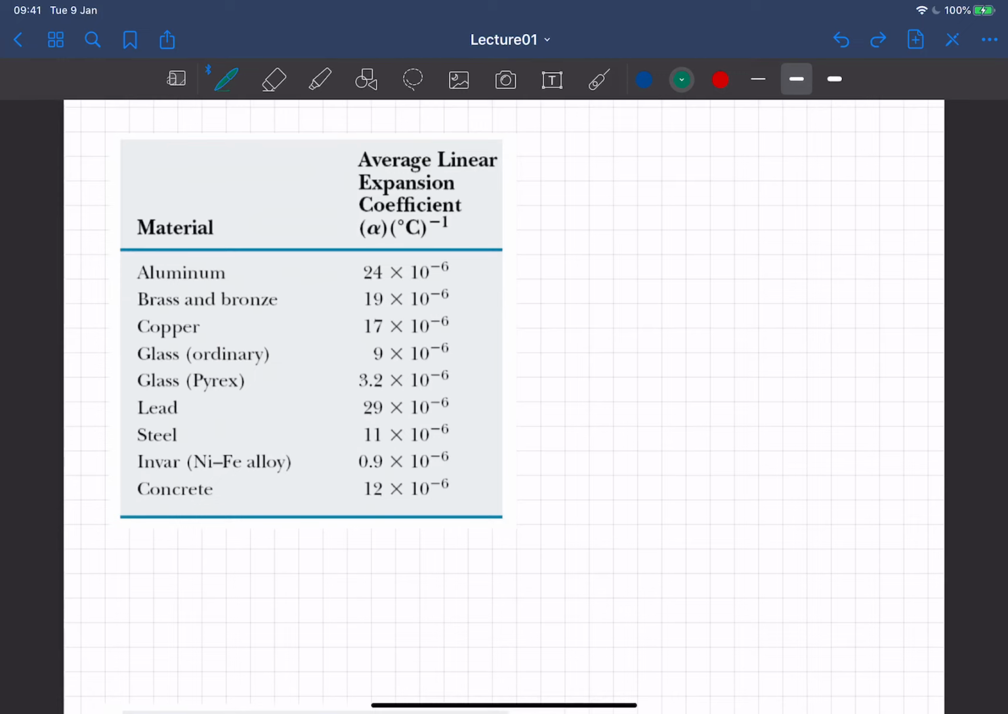All right, this is the linear expansion coefficient. The unit is 1 over degree Celsius or 1 over Kelvin. It's the same because we talk about the change in the temperature, and the change in the temperature for Kelvin and degree Celsius is the same.